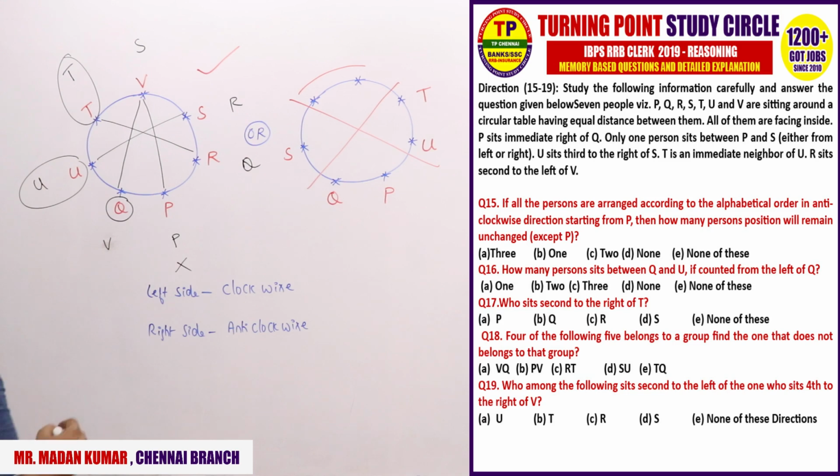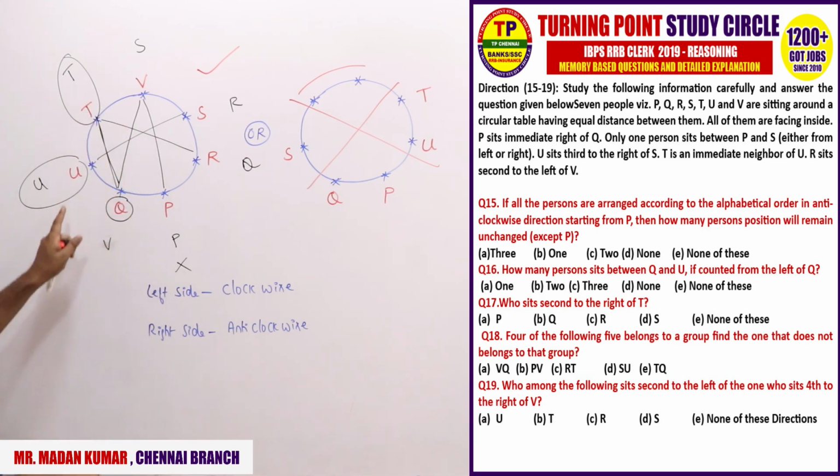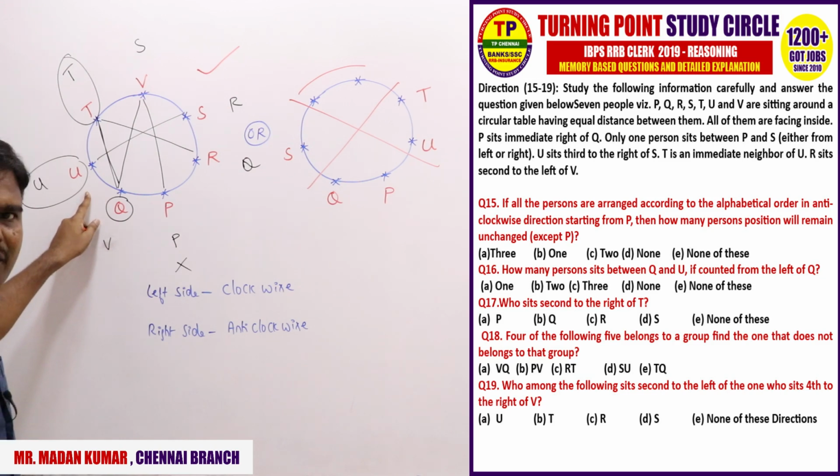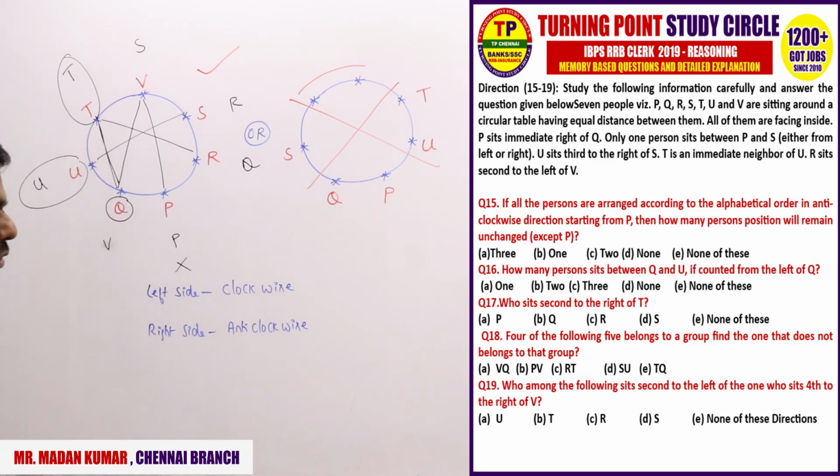T and Q. If you take T and Q, on one side only one member is there. This is the odd one out, right? Can we go ahead with that one? So T and Q, what is the option being given? Fifth option. The fifth option is the answer. What is the last one being given?